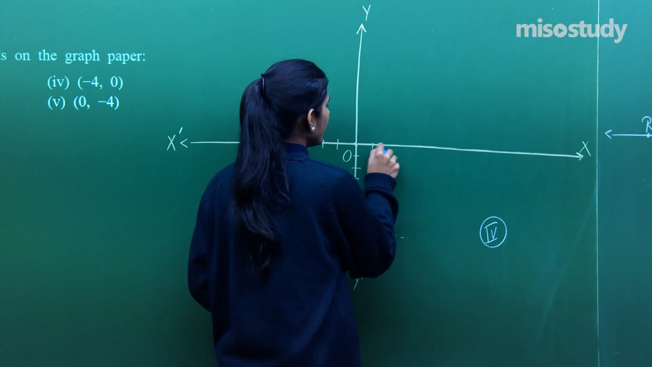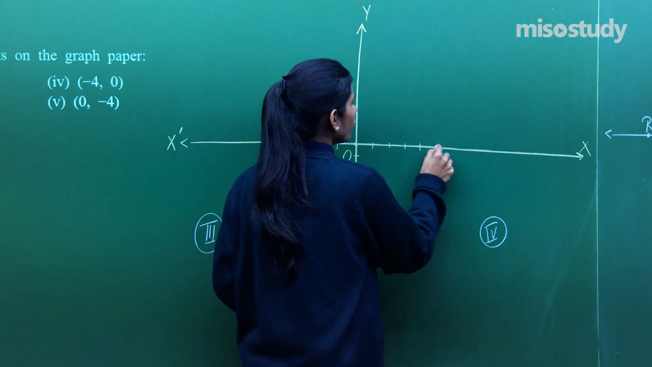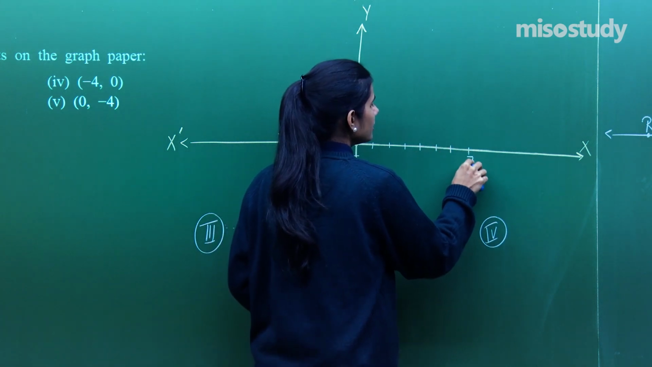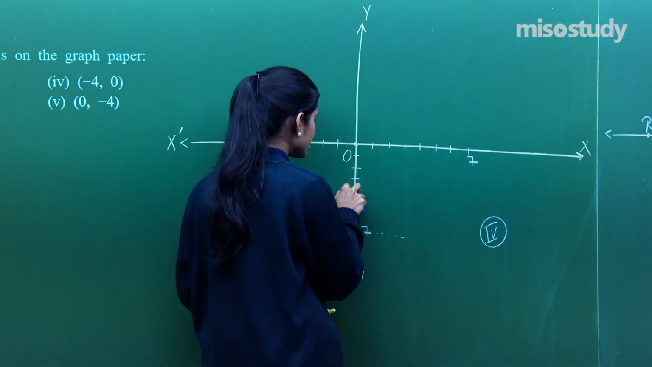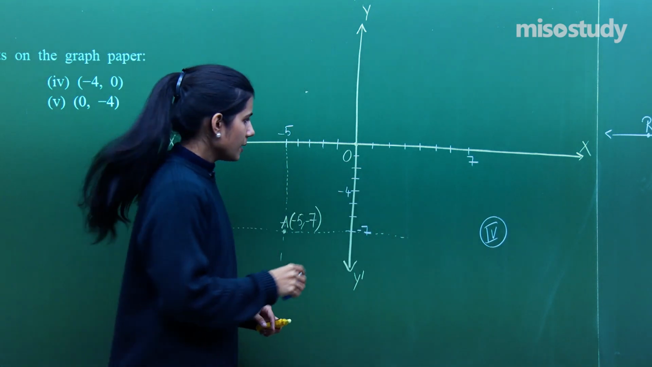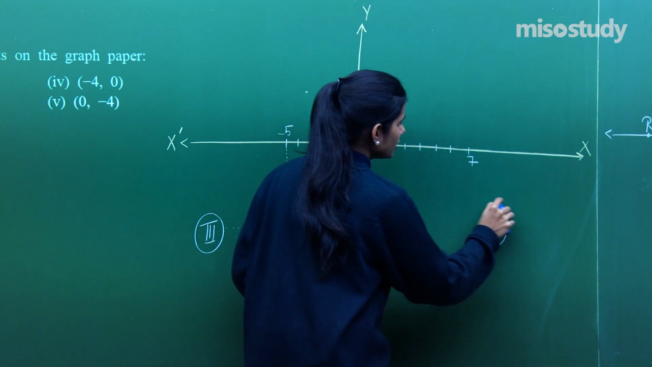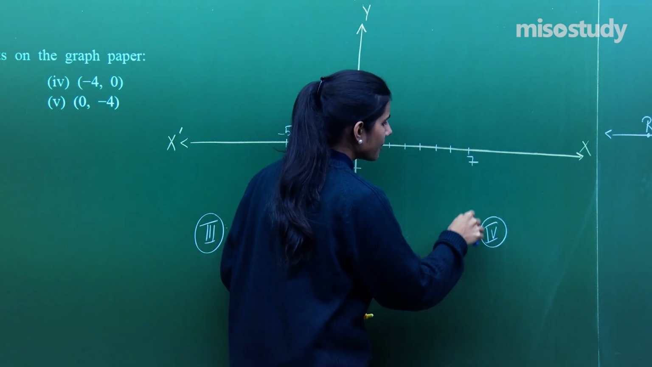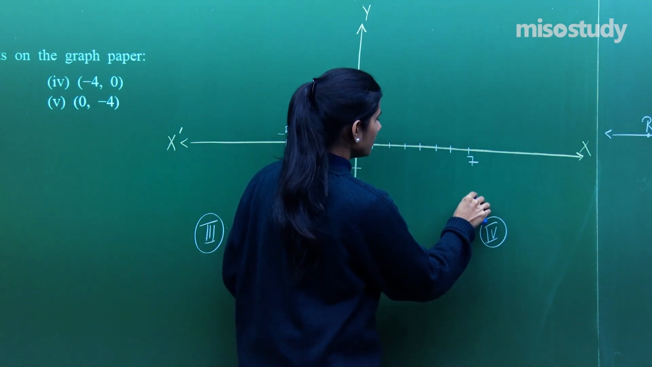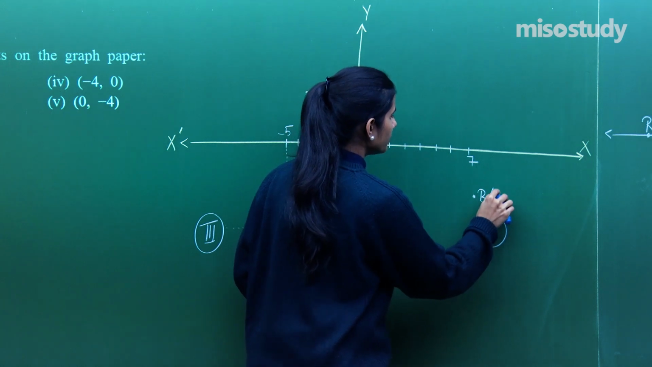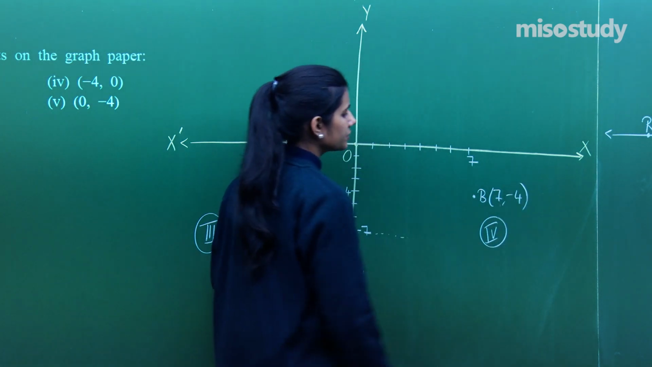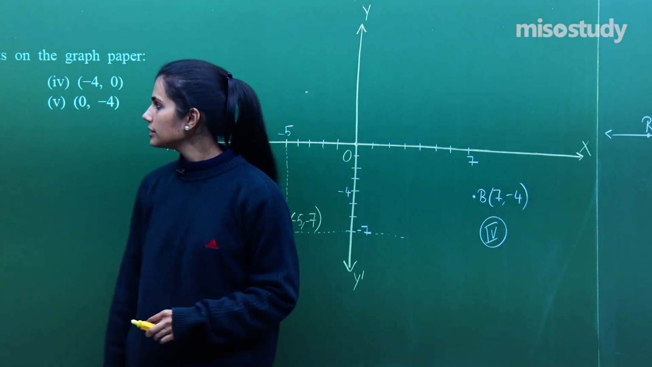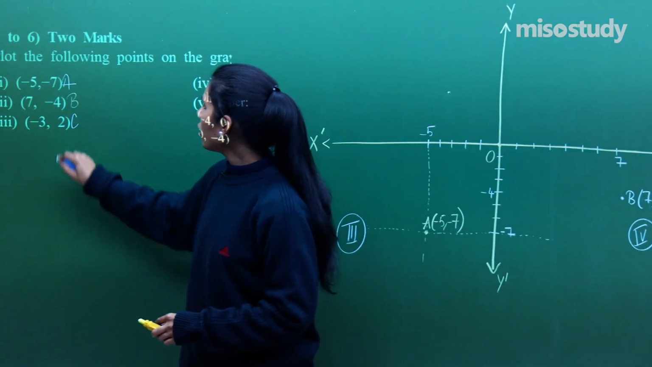7 units here, 1, 2, 3, 4, 5, 6 and 7. And 4 units along negative y-axis, 1, 2, 3, 4, this is -4. Now from here you will be drawing a line parallel to the x-axis and from here you will be drawing a line parallel to the y-axis. So somewhere here both the lines would be intersecting and this would be your point 7, -4. Right?